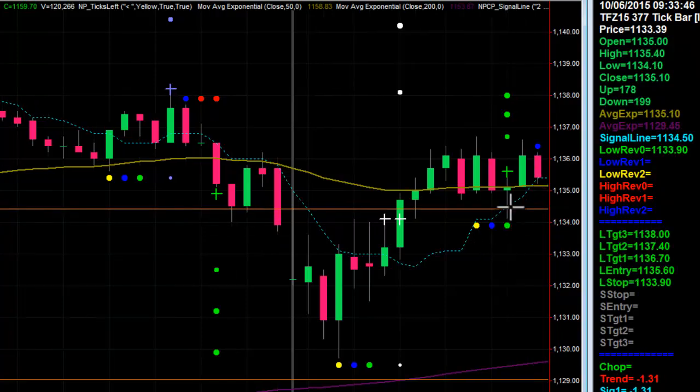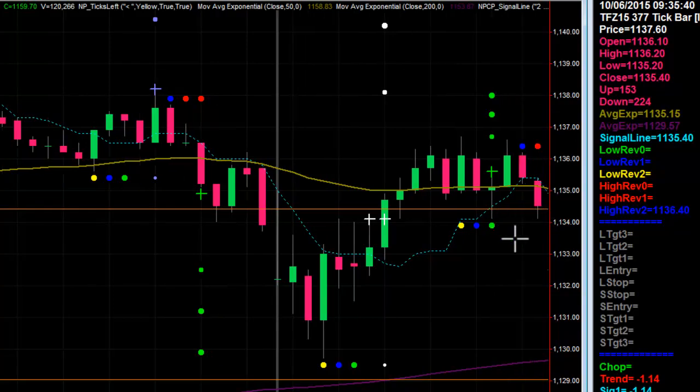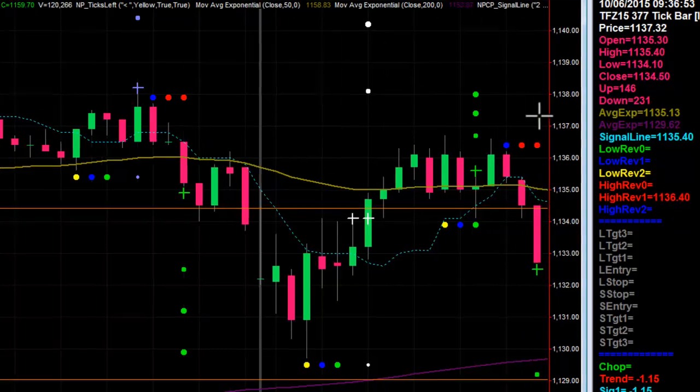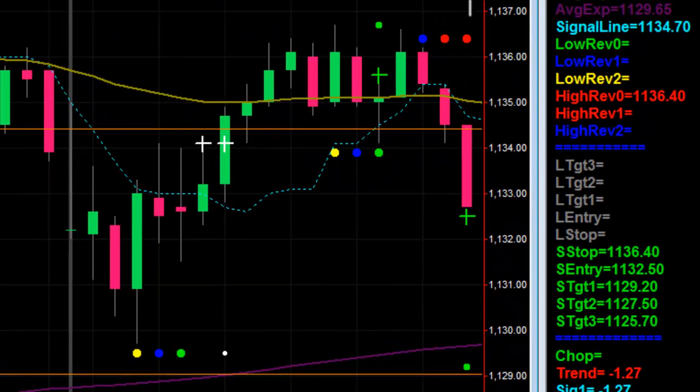But then it goes up again, but it doesn't close above the signal line, so I can't move it up any higher, and it comes down and stops out at 1134.4. So again, the first trade's a losing trade. We have to take another trade, and it looks like it may be a short.